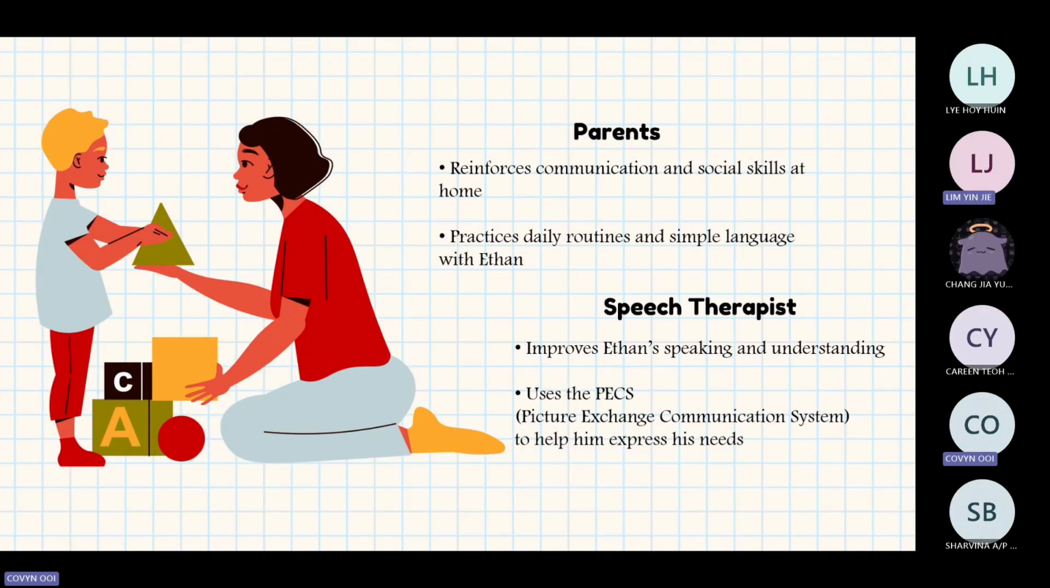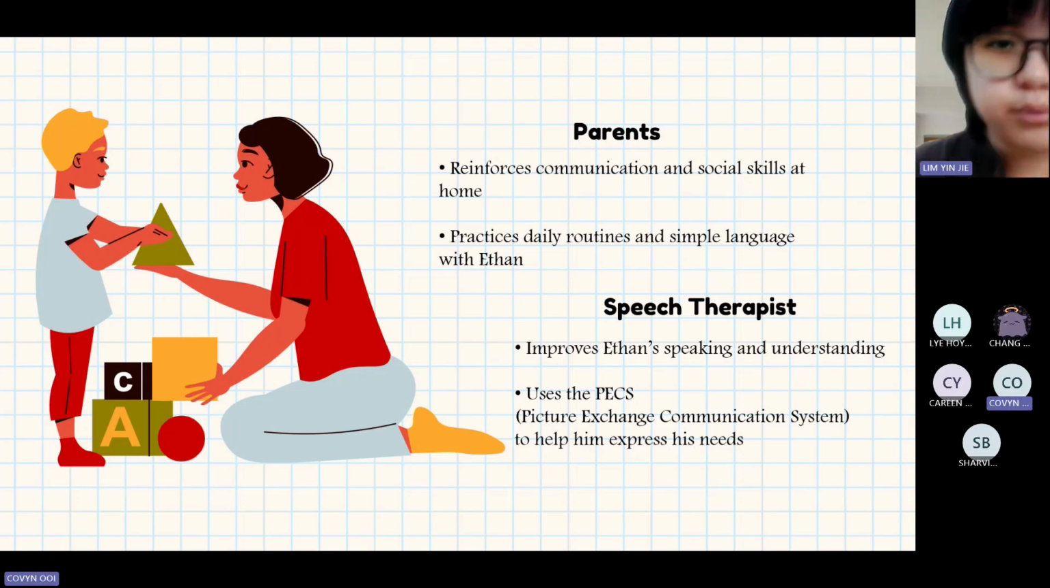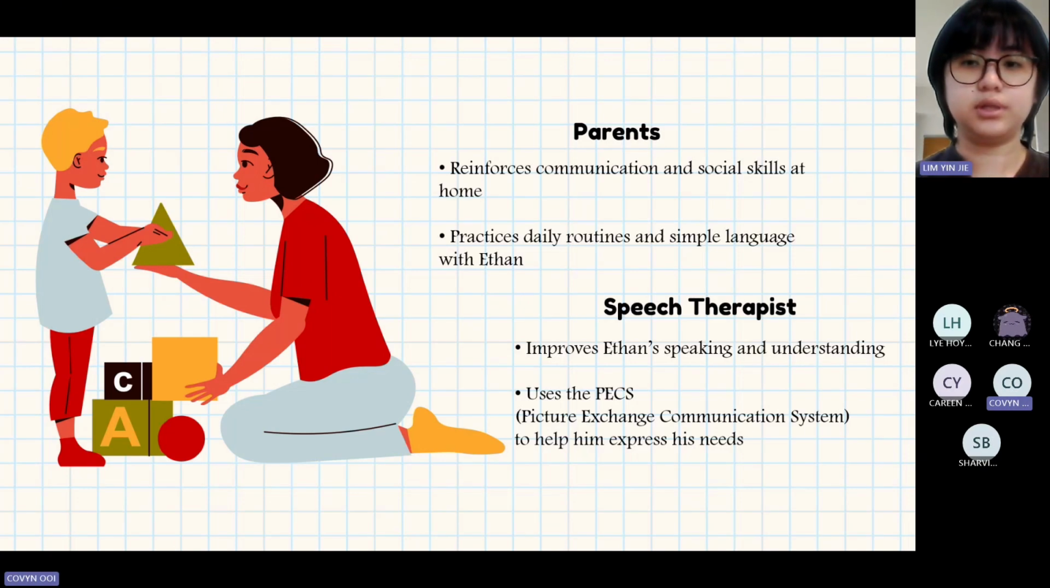Moving on with the parents, they help Ethan learn to talk and be more social at home. They practice simple routines with him and use easy words when talking. For example, they teach Ethan to say words like hello or water instead of pointing or staying quiet. This helps Ethan learn to speak up more and feel confident.